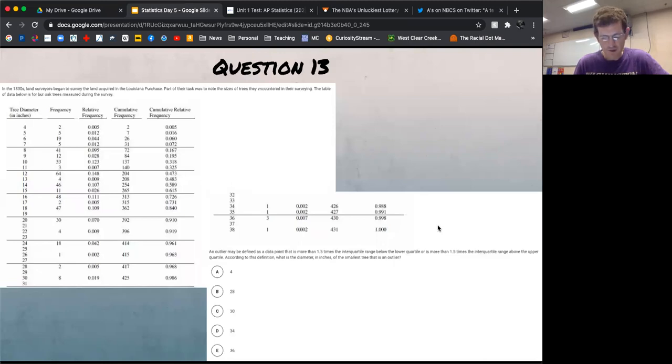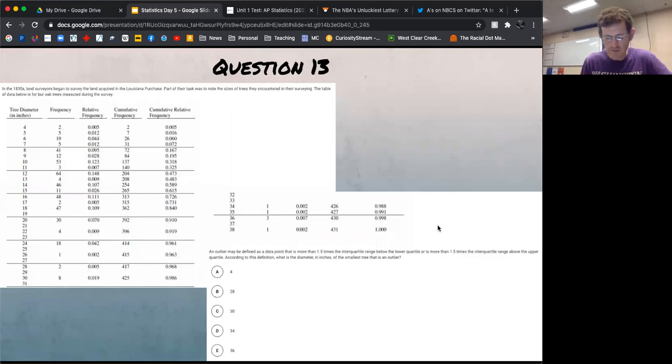Okay. So this is data from the Lewis and Clark expedition. I believe Lewis and Clark, but, well, it just says land surveyors, not Lewis and Clark themselves. But in the Louisiana Purchase, their task was to note the size of trees. And these are bur oaks. And the question is, an outlier may be defined as a data point. Okay, we know the definition of outlier. The question really is, according to this definition, what is the diameter in inches of the smallest tree that is an outlier? And at the beginning of this, it seems like there's no way to determine this. There is, obviously, it wouldn't be a question otherwise.